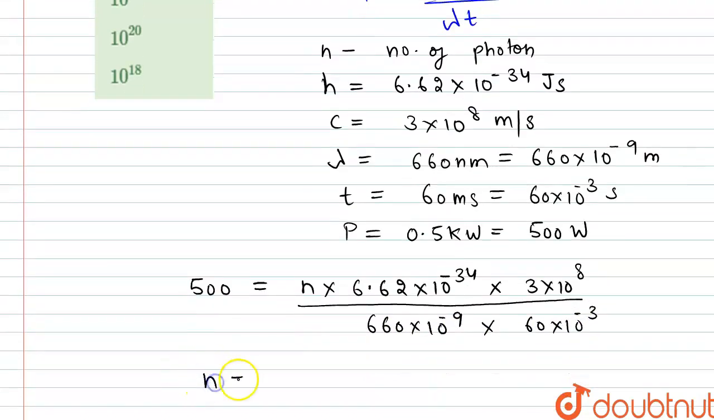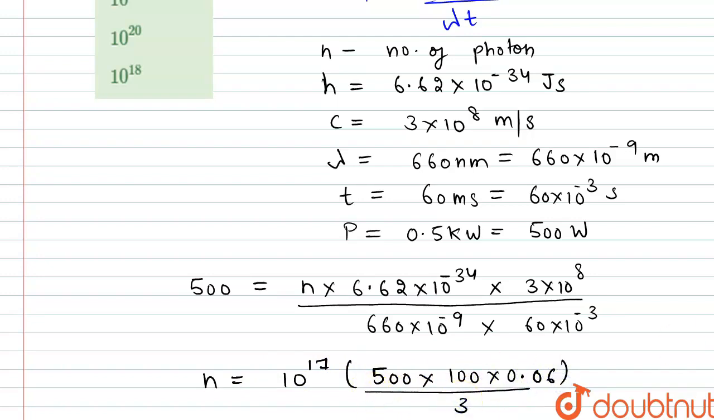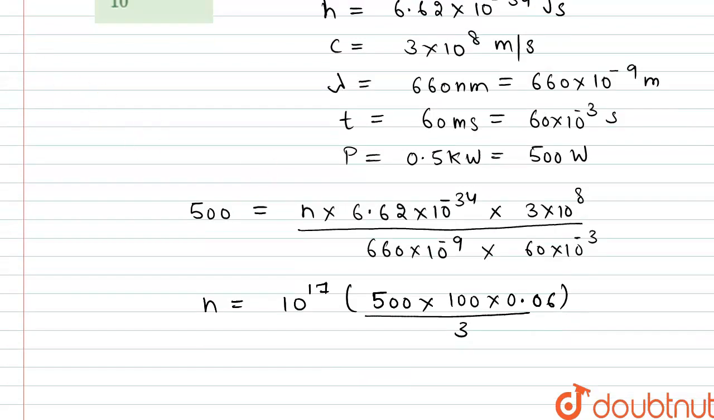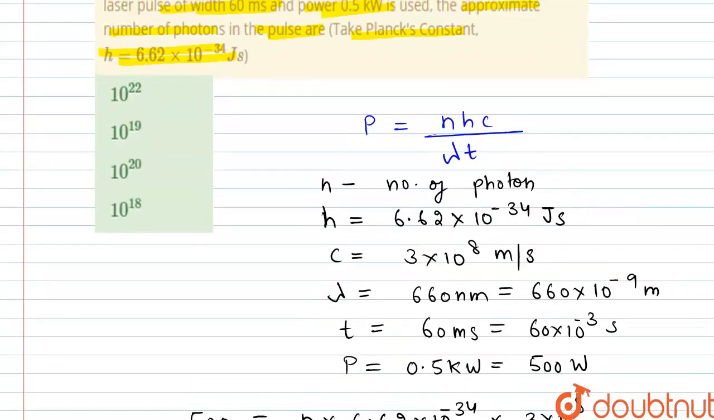Number of photons N is equal to 10 to the power 17 into 500 into 100 into 0.06 divided by 3. So after solving this, we get the number of photons used is equal to 10 to the power 20. So from the options, we can say that option number C is the correct option.